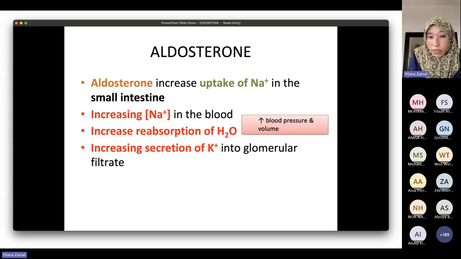So aldosterone is going to increase the uptake of sodium in the small intestine. Sebab kat situ lah banyaknya digestion process happen. That is where the sodium ion can be found a lot, in the small intestine. So aldosterone is going to trigger the absorption, ataupun the uptake of sodium from the small intestine, and is going to increase the sodium concentration in your blood, increase the reabsorption of water to increase the blood pressure, and then also increasing the secretion of potassium ion into the glomerular filtrate.